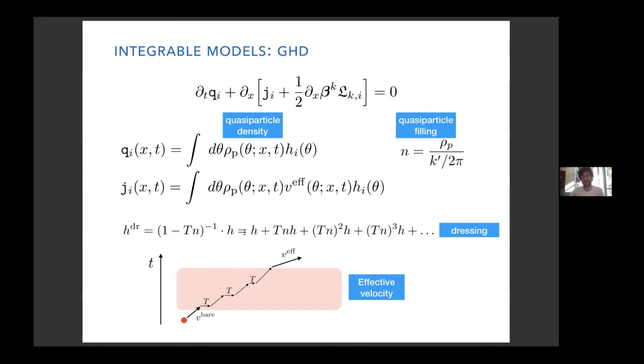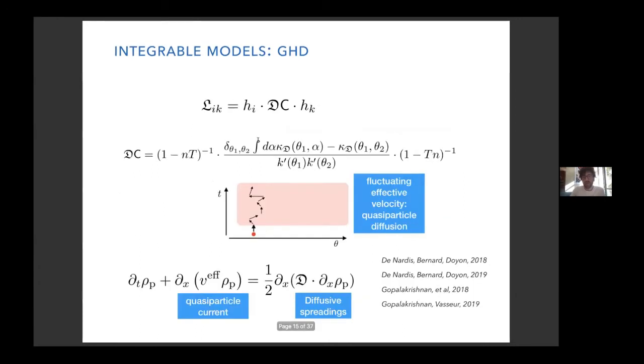That's why dressing is a linear operator that adds all the contributions from scattering events. Usually in an interacting system, this is something one can only compute perturbatively, but in an integrable model, this series can actually be resummed into a linear operator. The effective velocity is basically the effect of the dressing: this particle moves with some bare velocity, but after flowing through the system with many scatterings, its velocity is renormalized. Nevertheless it can be computed, and it's a nonlinear function of the density.